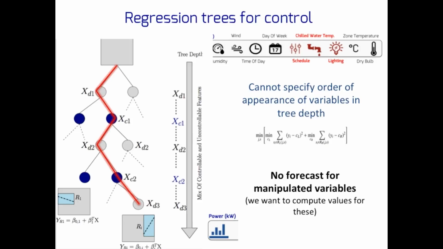So therefore, if we don't have a forecast for the manipulated variables, we will not be able to navigate, because what if one of the layers had a control variable for which we don't have a value? We want to figure it out. So this is what motivated me to make a very simple idea and extend it, integrate it with regression trees, which allows us to solve this problem of figuring out control.